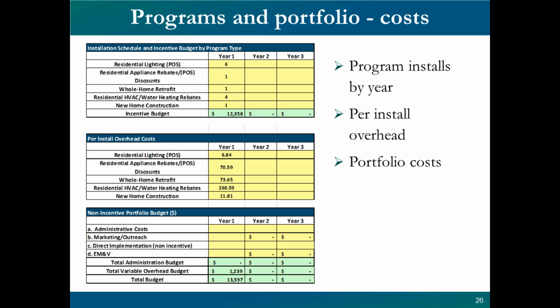And then down here at the bottom are general overhead across the entire portfolio, so not even associated with a particular program, but they're often admin and marketing designated by utilities for their entire energy efficiency program and not broken out by program. So it gives you the option to be more specific or less specific, and then calculates the total overhead and budget there in the green, which are showing formula calculations.